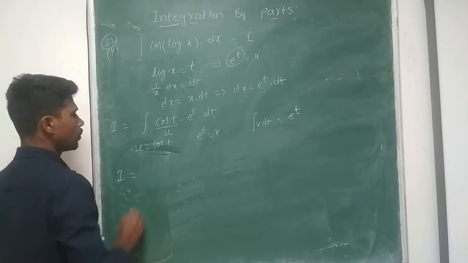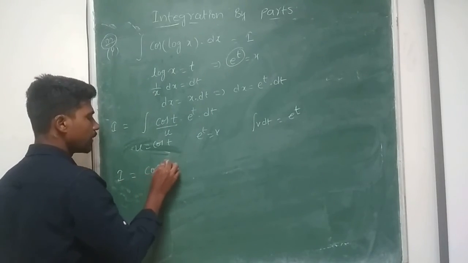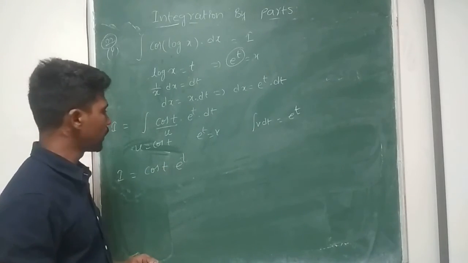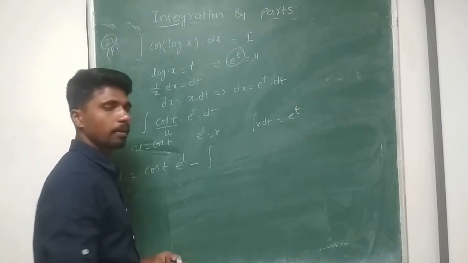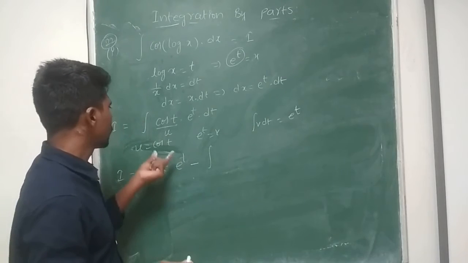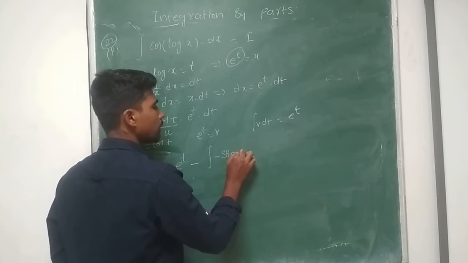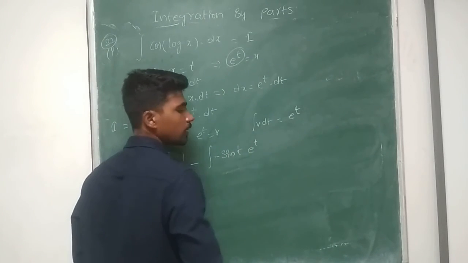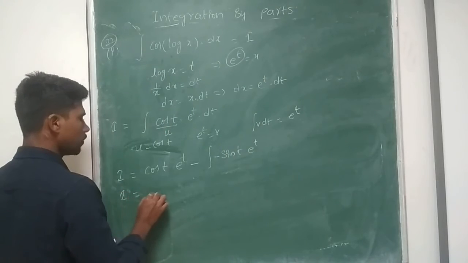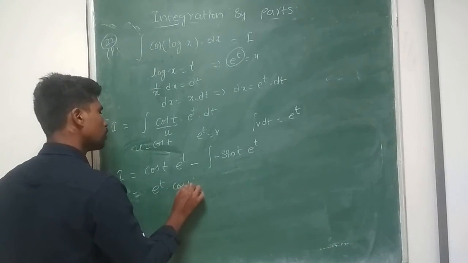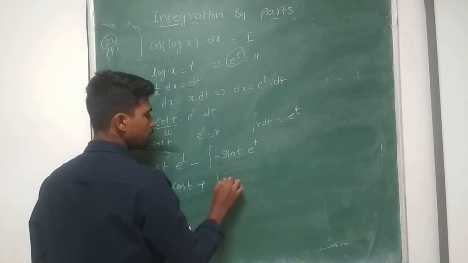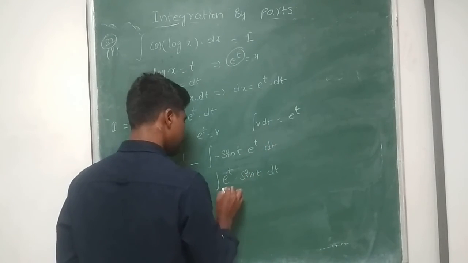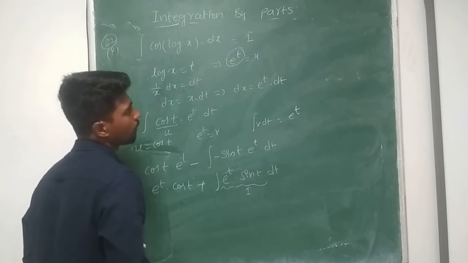Now I is equal to u into integral v. So cos t into integral v dt, which is e power t, minus integral du by dt, the derivative of cos t, which is minus sin t, into integral v dt, which is e power t. So now I get I is equal to e power t into cos t plus integral e power t into sin t dt. Call this I1. So evaluate I1.